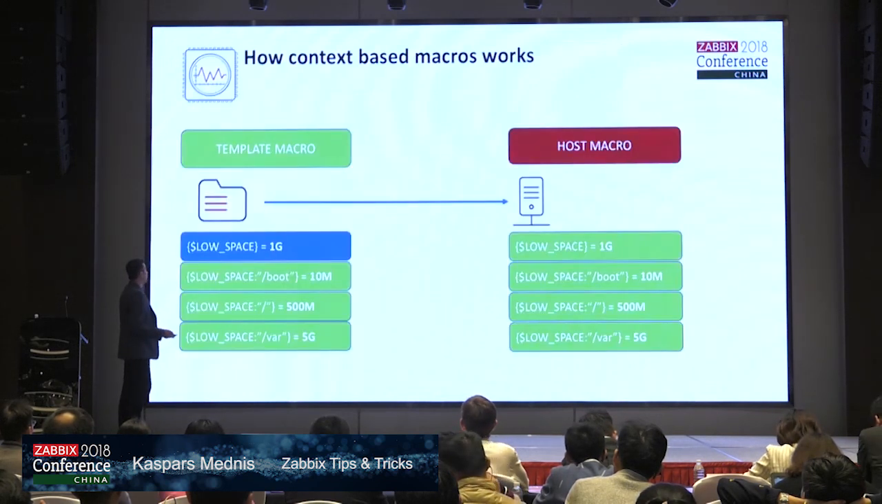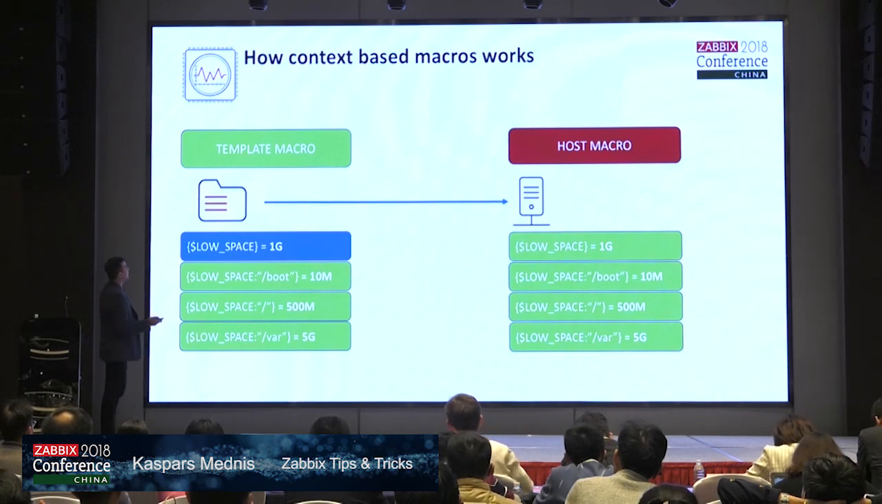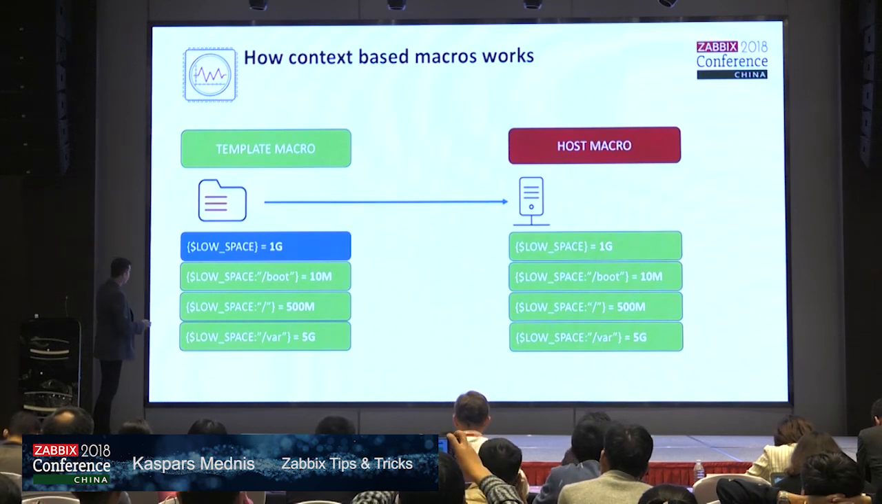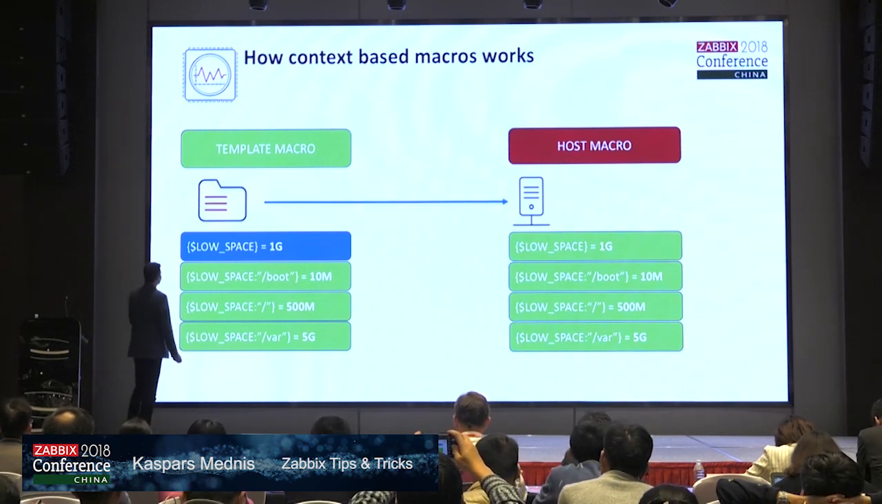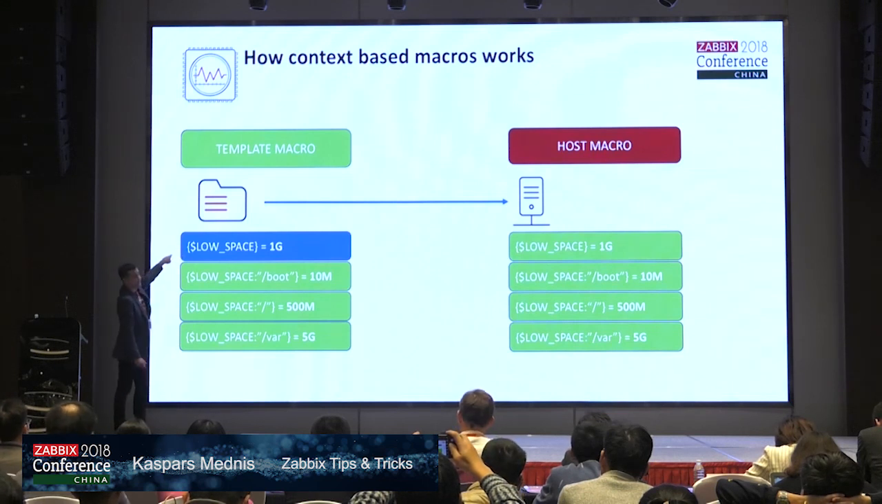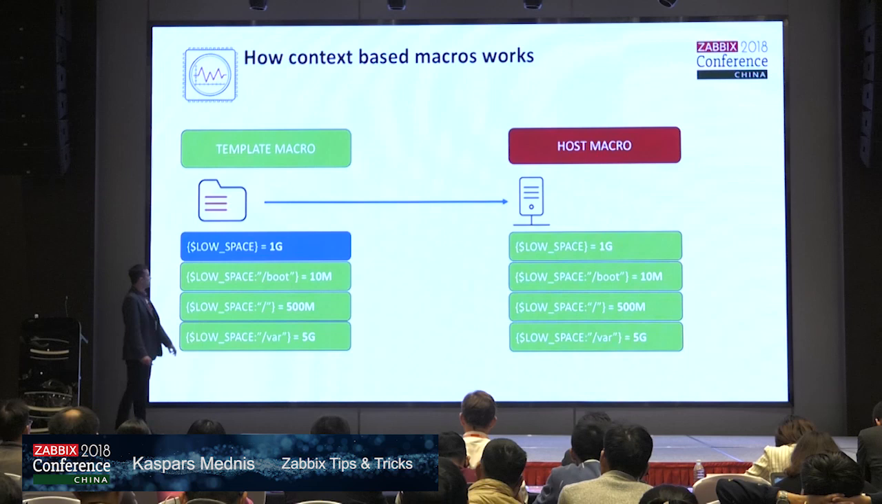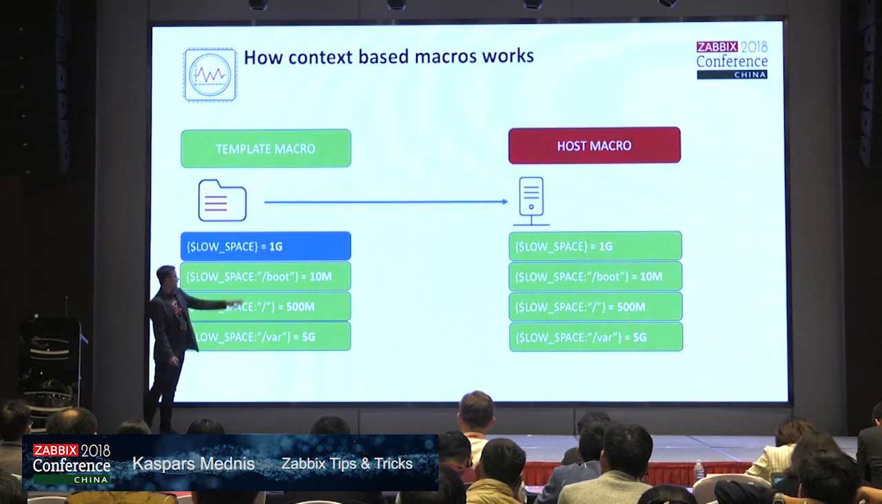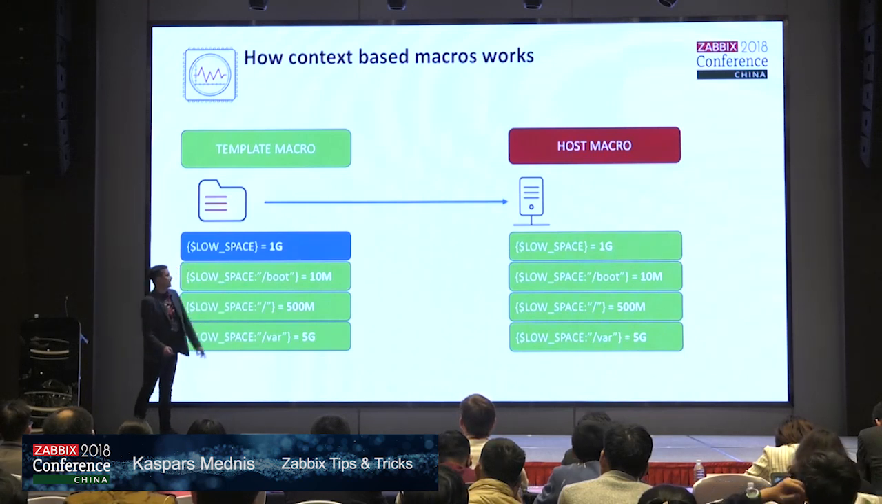How to avoid that? You can use context-based macros. This is a really cool feature of Zabbix. So you will build a template. On the template, you will assign some general low space value, like 1 gigabyte here. And then you can define low space levels for different mount points. For example, boot 10 megabytes, root 500 megabytes and data 5 gigs.